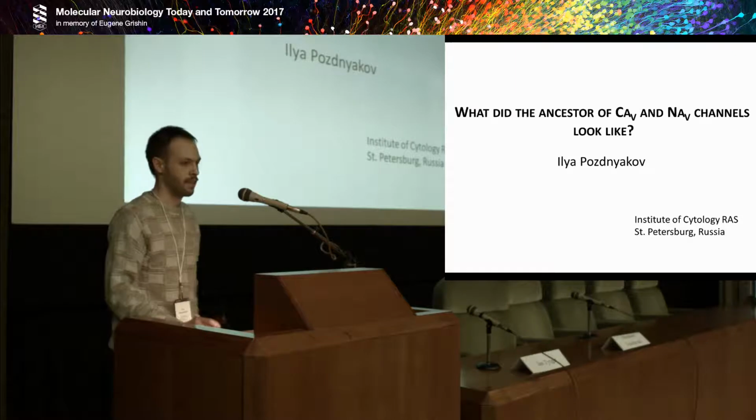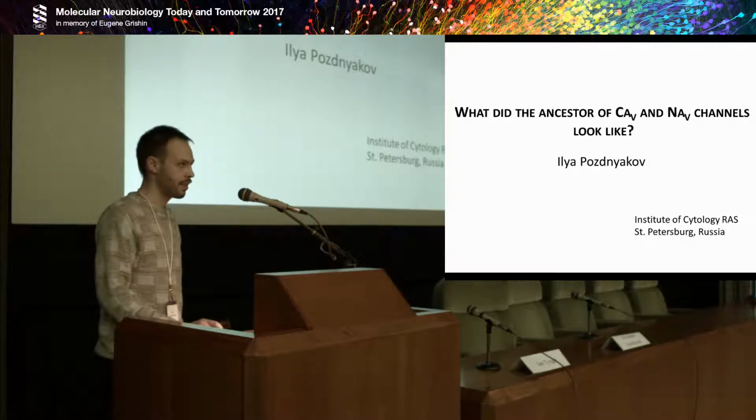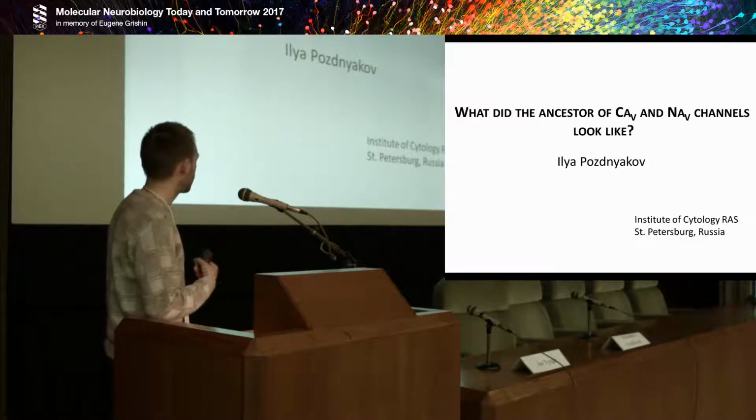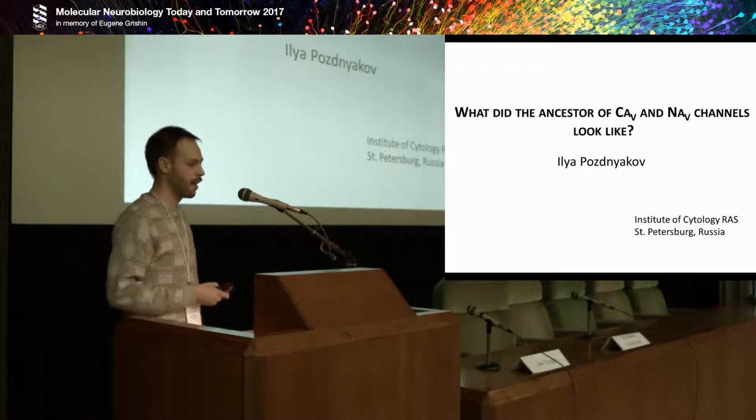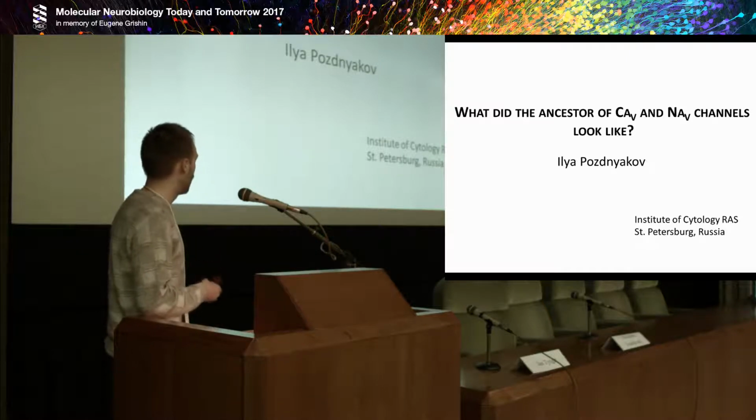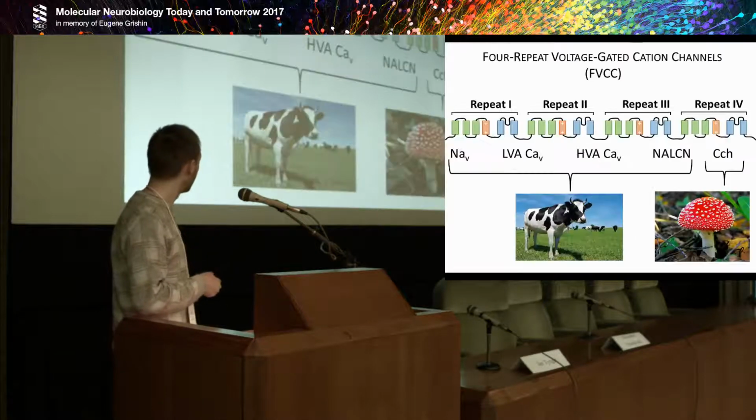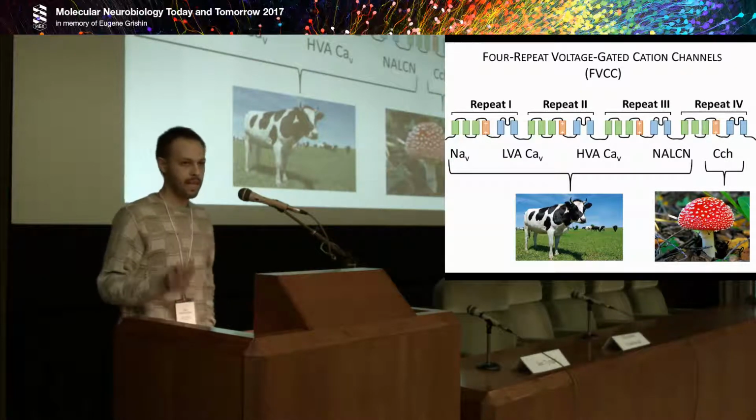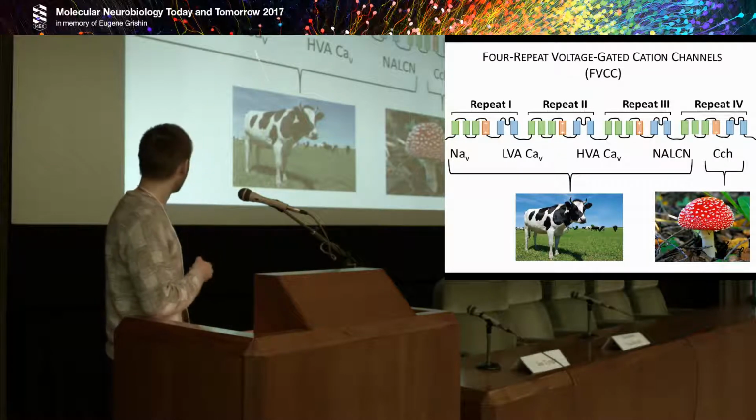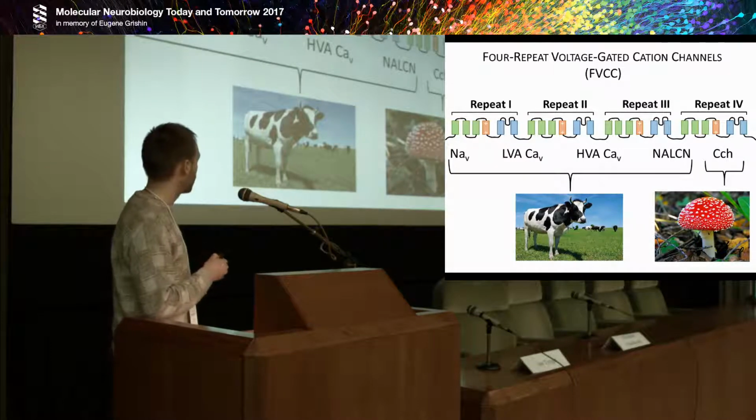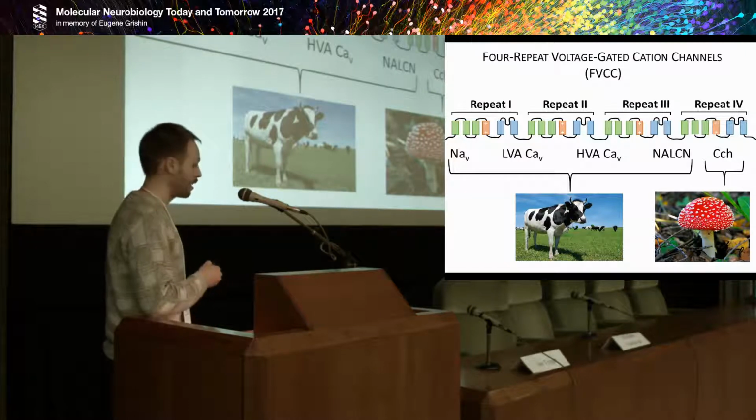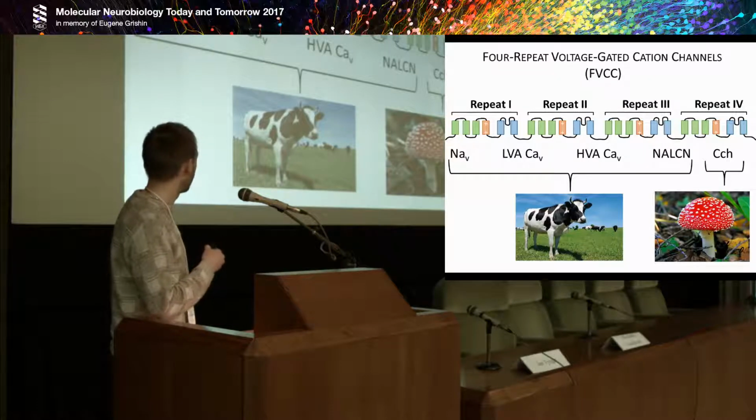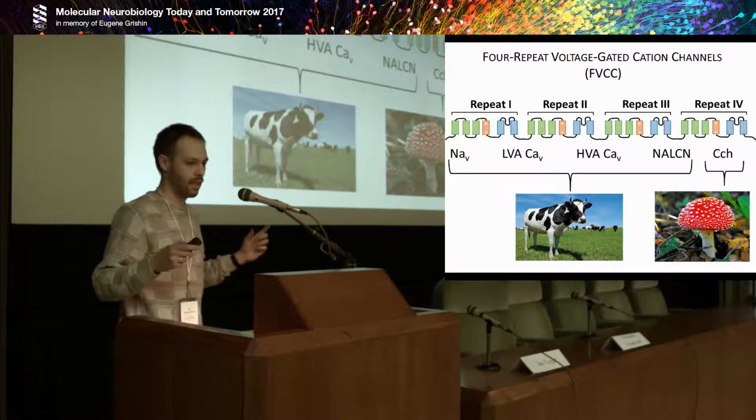My topic is diversity and evolution of ion channels. And now I'm trying to imagine what the ancestor of voltage-gated calcium and voltage-gated sodium channels looked like. Voltage-gated sodium and calcium channels are members of a large family of 4-repeat voltage-gated channels. These channels are composed of 4 homologous repeats in a single polypeptide chain.